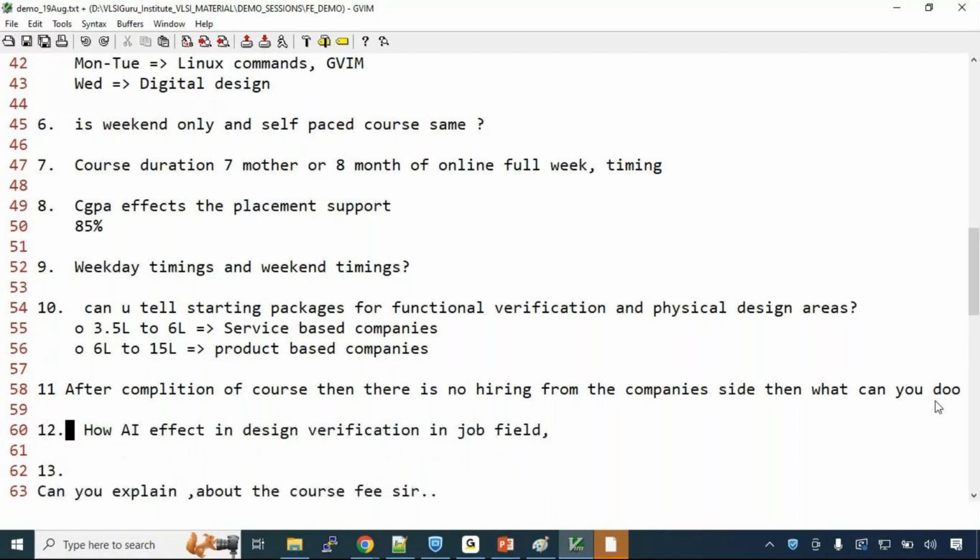How does AI affect design verification in the job field? AI can have an effect. I mean, it's just AI, right? Artificial intelligence. It can automate things to an extent where we may have 10% job cuts also. Not immediately, but over 3, 4 years down the lane, if 100 people are there in the industry, instead of 100 people, the same work will be done with 90 people.